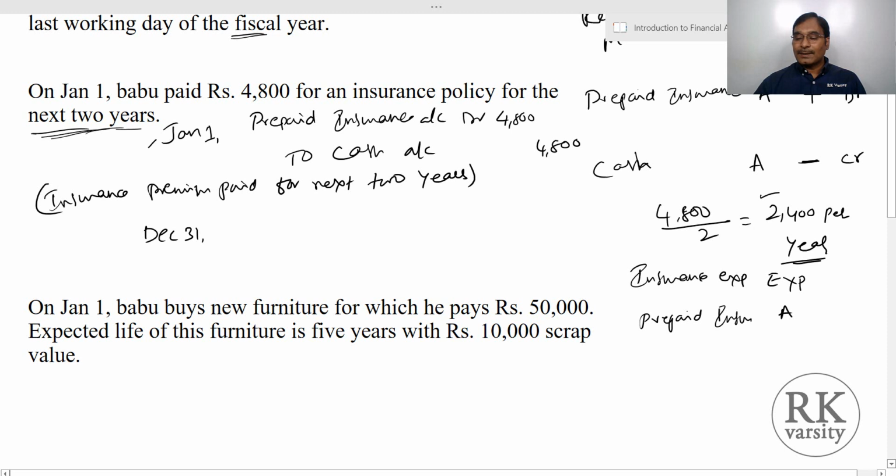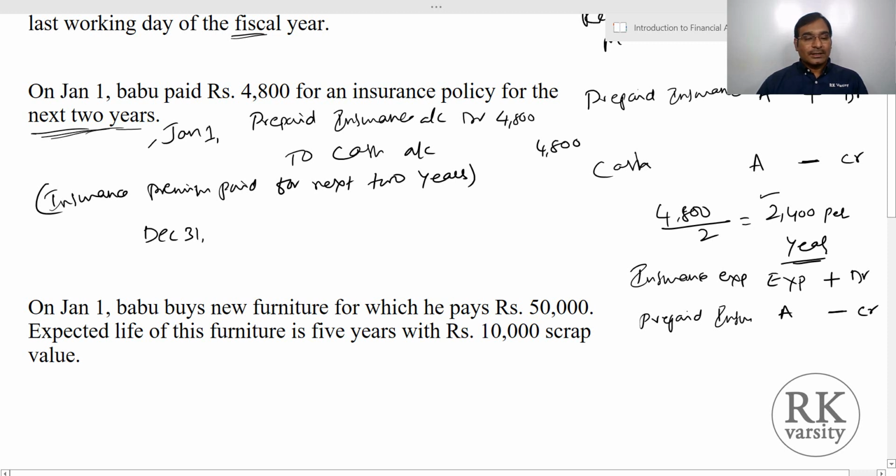Now what is happening to your asset? The value of the asset is decreasing and there is an increase in your expenditure. So when the asset decreases, we credit, and when expenditure increases, we debit this account.